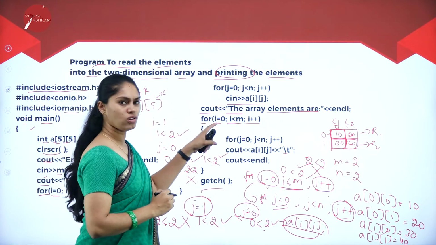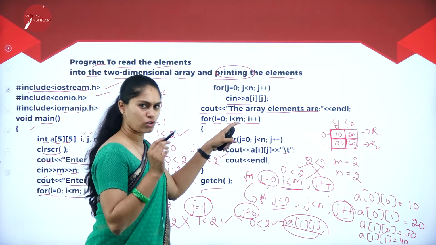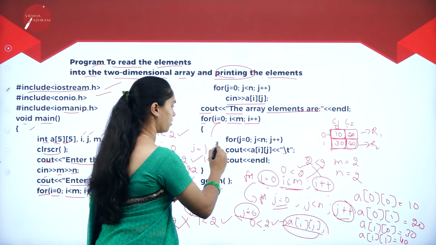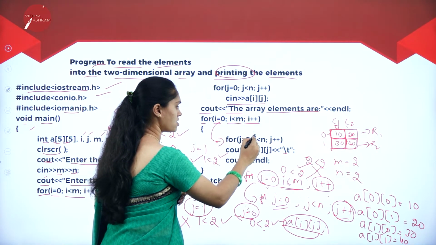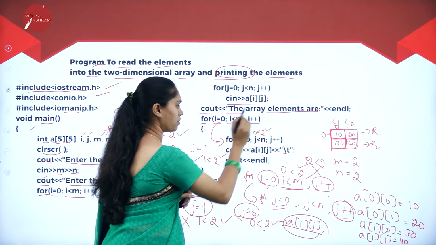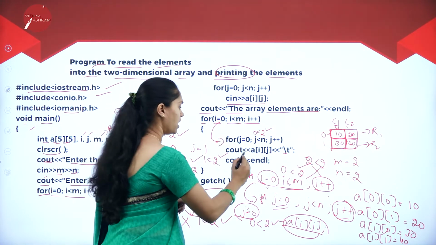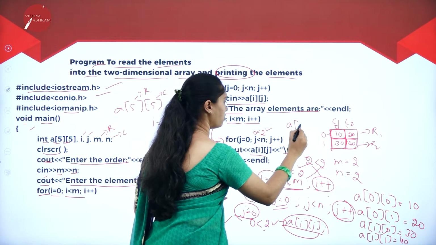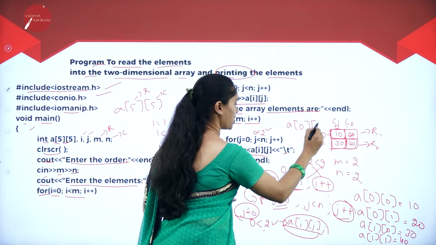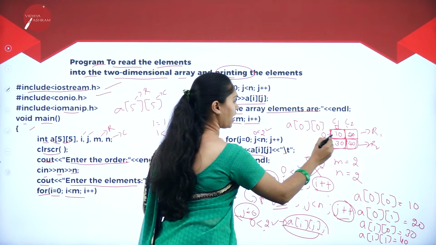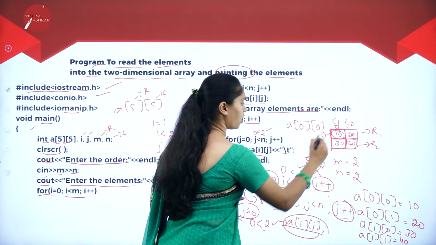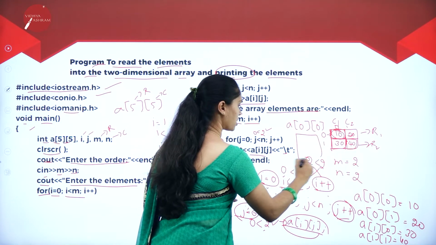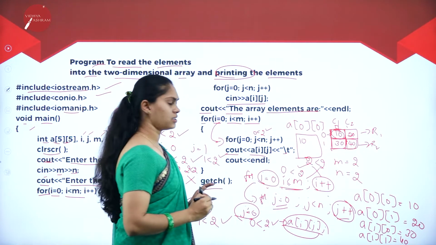So I is 0, 0 is lesser than 2. True. If it is true, it will come here and j is 0, 0 is lesser than 2, it becomes true. If it is true, it will come to the cout statement a of ij. So, now I is 0 and j is also 0. What do we have in a of 0, 0? 10. So, in the output screen, it will display 10.